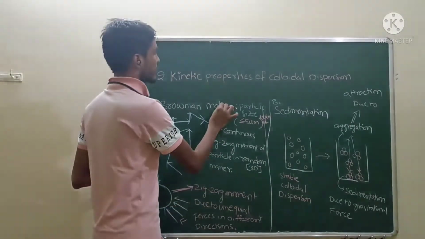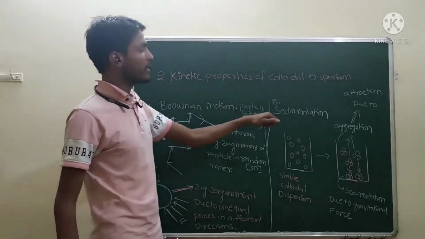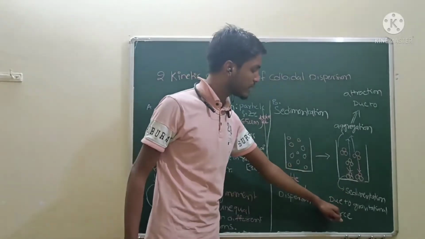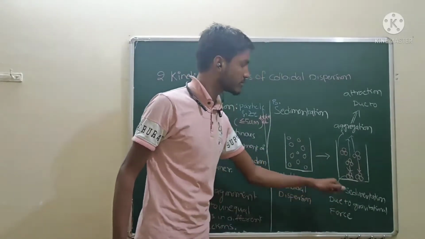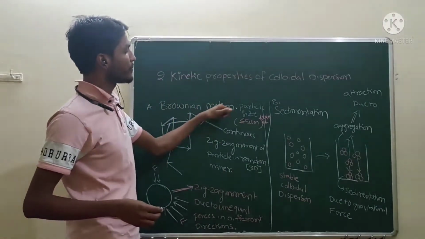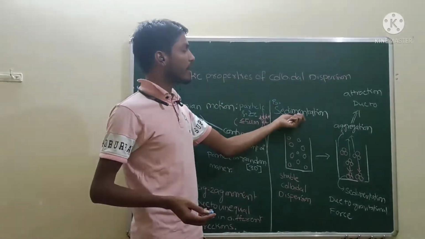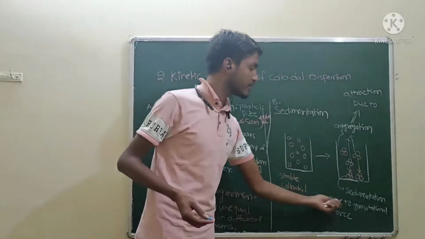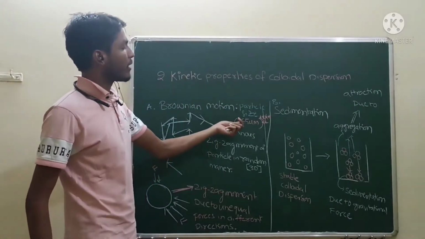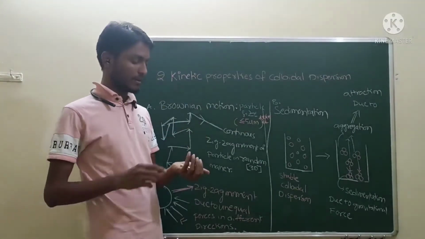Brownian motion and sedimentation. Brownian motion means it is against gravity. Sedimentation means settling of a particle due to the gravitational force. But Brownian motion means random movement of a particle, against the gravity. This is close or in parallel to the gravitational force. So in order to exhibit Brownian motion, the particle should be less than or equal to 5 micrometer. Very important.